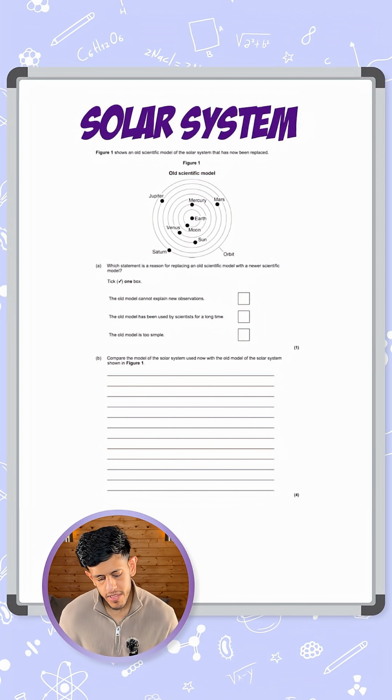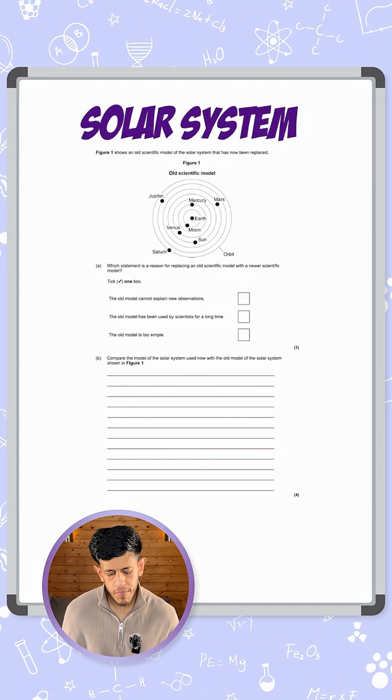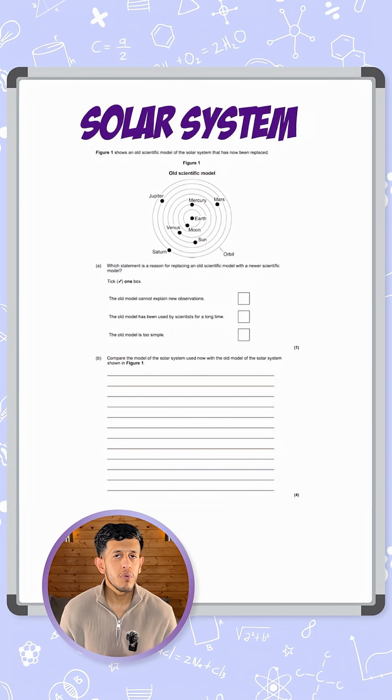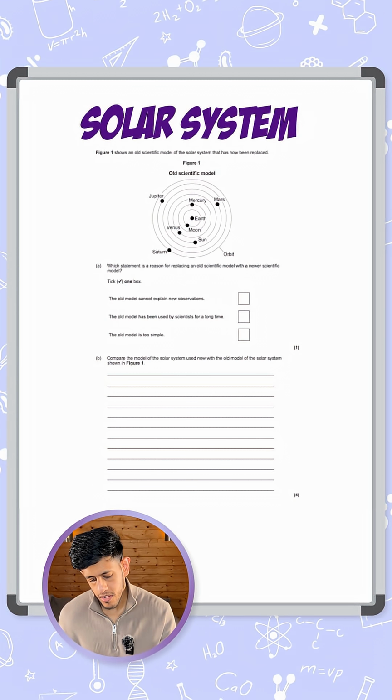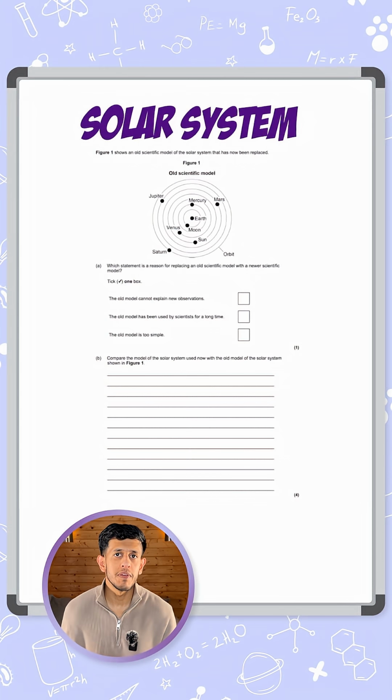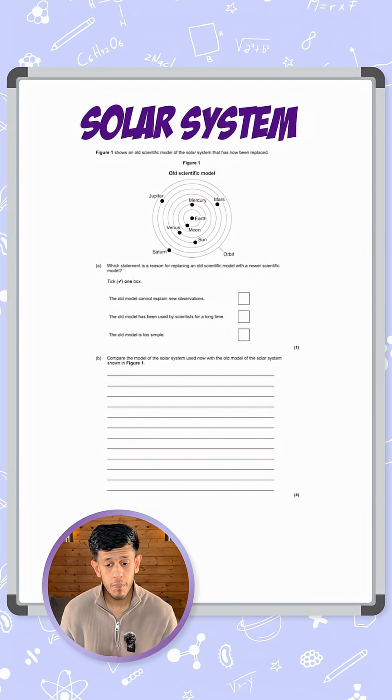The old model cannot explain the new observations. The old model has been used by a scientist for a long time. The old model is too simple. So it's not that it's too simple, there is enough detail there, so I wouldn't count that as the answer. The old model has been used by scientists for a long time. If it's correct, it can continue to be used, but it's not correct. So that won't be the correct answer.